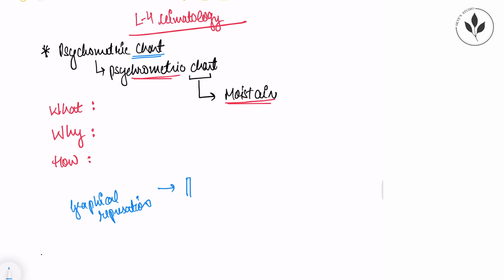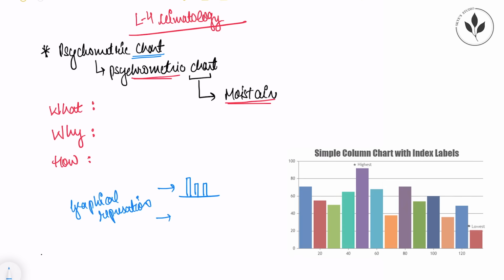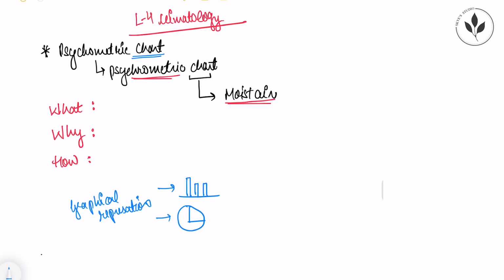We have bar charts in which we use these bars. Then we have pie chart in which we demonstrate the data on the basis of a pie. Then we have a donut chart which looks something like this, and we represent certain values in form of a donut.